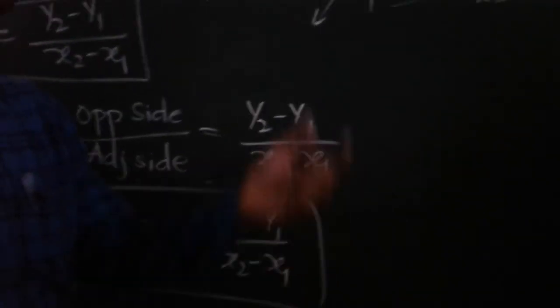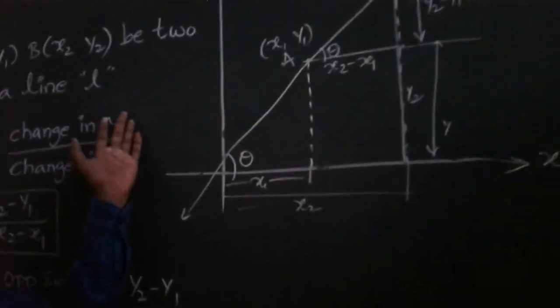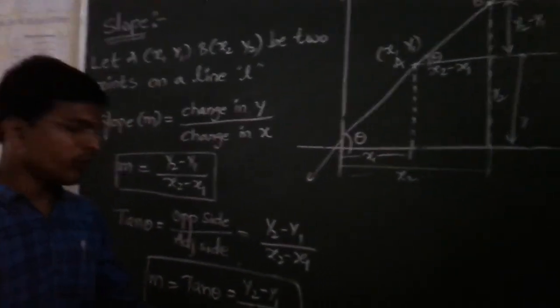Okay. This is the slope formula, and we can solve the problems from the exercise very easily using the concept of (y2 minus y1) by (x2 minus x1).